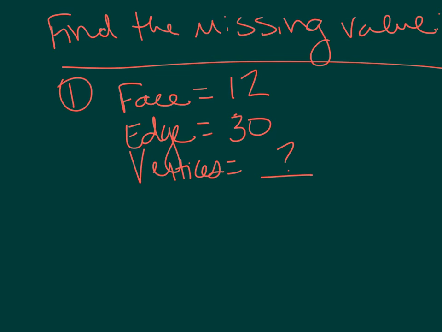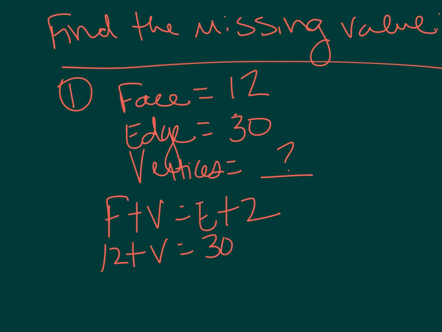So if we have 12 faces and 30 edges, how many vertices do we have? So if we use our F plus V equals E plus 2, 12 plus V is equal to 30 plus 2. So the vertices is going to be 32 minus 12, which is 20.